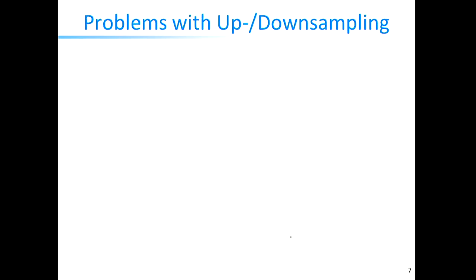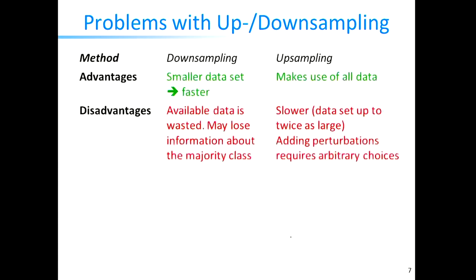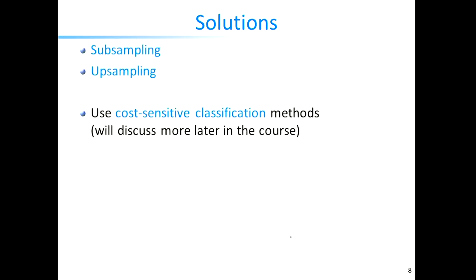And of course, the question is, this is what we had here. If you downsample, then you have less data, which is actually good, because solving the problem is faster, maybe. But of course, you throw away information, so maybe it's not so good after all. Upsampling does make use of all the data. But in principle, it's more expensive. You don't have to store that additional data, but it might slow down training, depending on what kind of method you use. So the question is, can you do something else? Let's look at that alternative avenue.